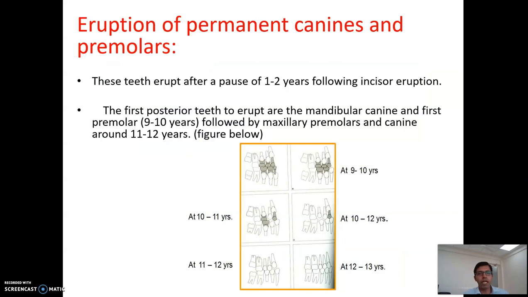Eruption of permanent canine and premolar. These teeth erupt after a pause of 1 to 2 years following the incisor eruption. The first posterior teeth to erupt are the mandibular canine and first premolar at 9 to 10 years of age, followed by the maxillary premolars and canine around 11 to 12 years of age. Then the second molars erupt.